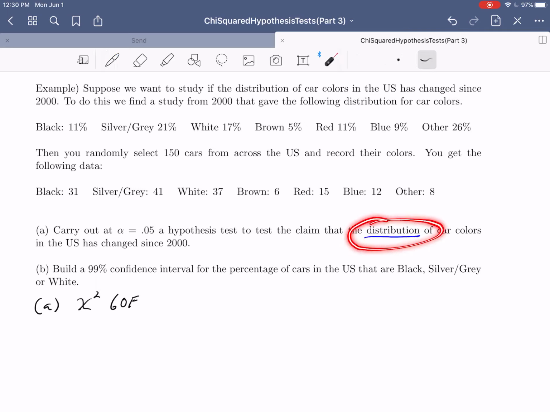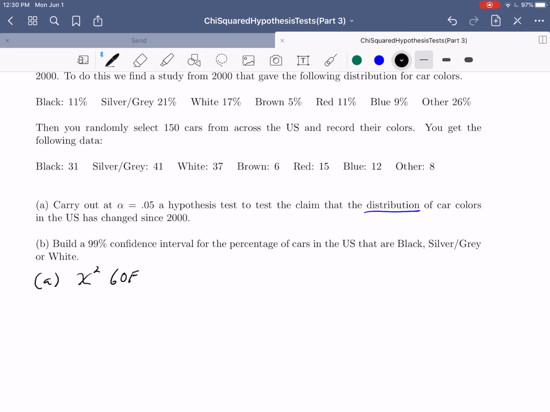As soon as we see that mention of distribution, that tells us that it's going to be a chi-squared goodness of fit. All right, so the first thing that we need to do then is we need to set up some hypotheses. So for our hypotheses here, we need to come up with our null and our alternate.